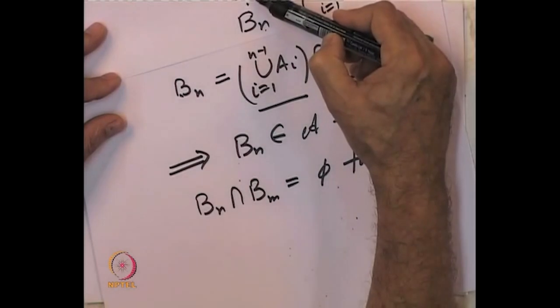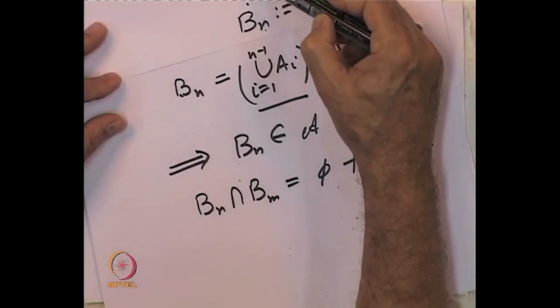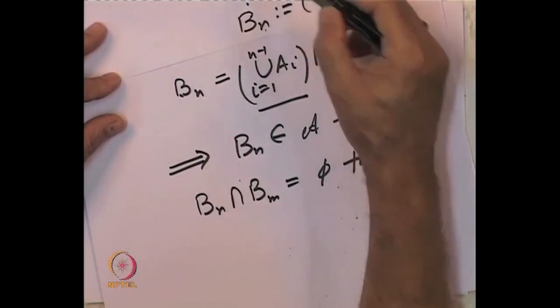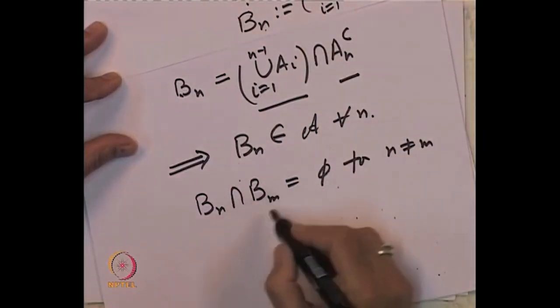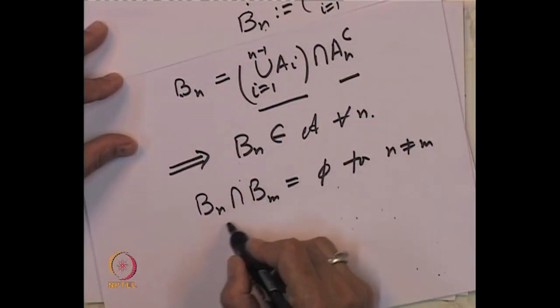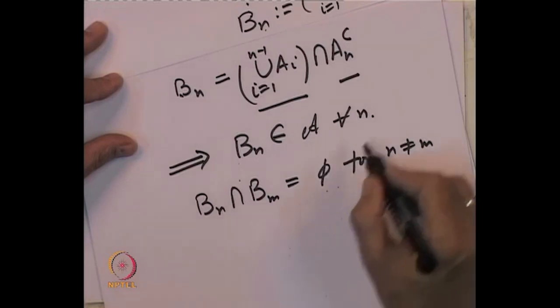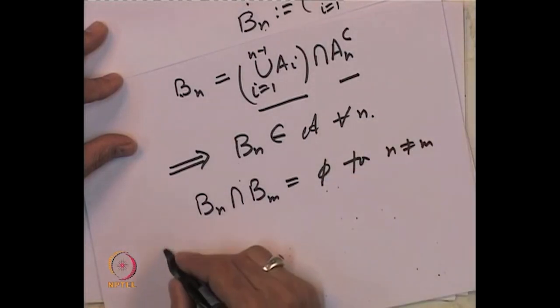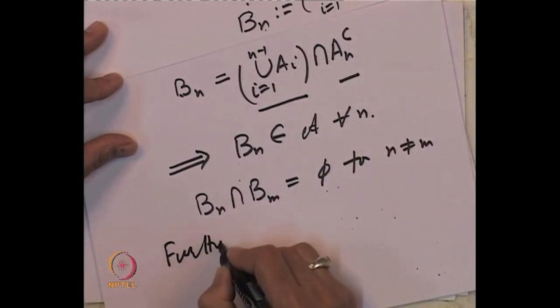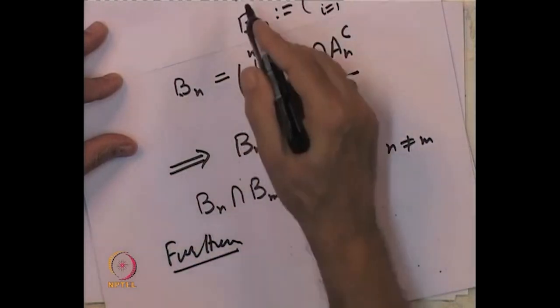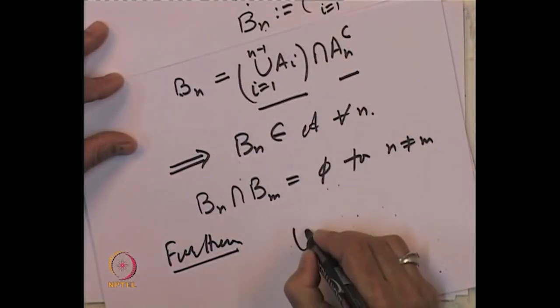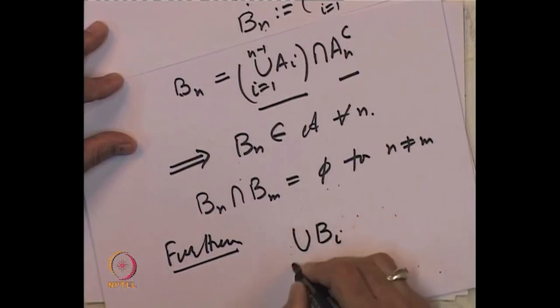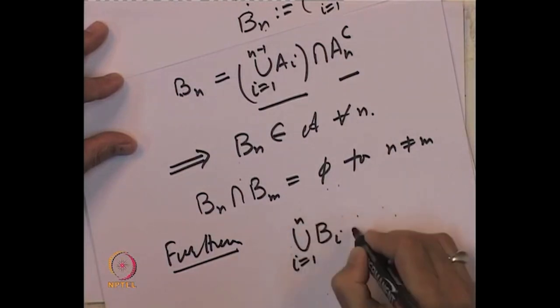So, this B3 is going to be disjoint from B2 and B1 both. So, in general, it is quite obvious that the Bn's are pairwise disjoint, they are elements in A. Further, here is an important consequence. The way we have constructed, if I take the union of Bi's, i equal to 1 to n, what is that equal to?